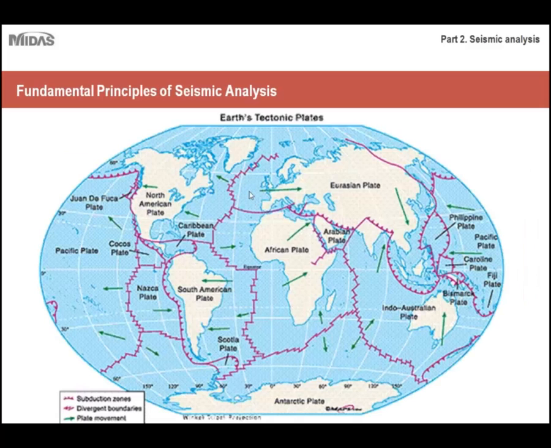So let's move on. Here we have a breakdown of the different plates that make up the Earth's surface. I won't go through all the names of the plates, but just keep in mind that high seismic regions correspond directly to where the plates meet against each other. These arrows represent the direction the plates are drifting towards.